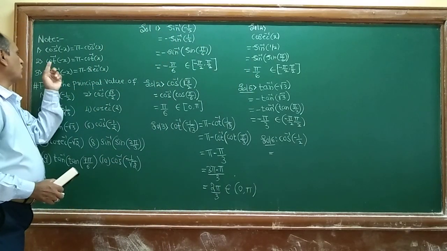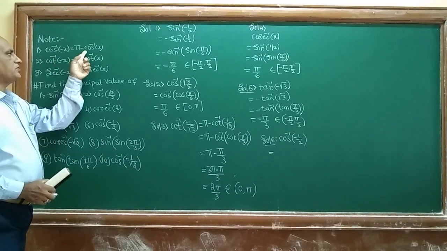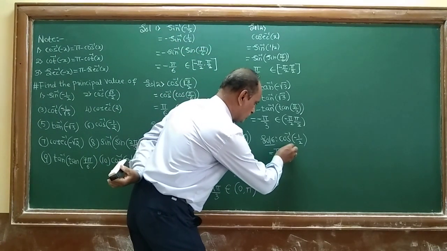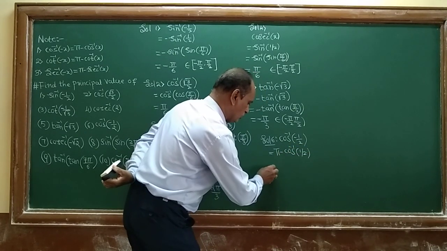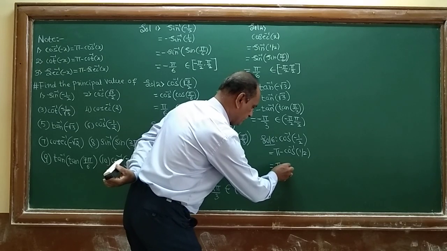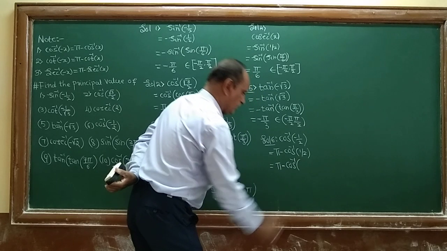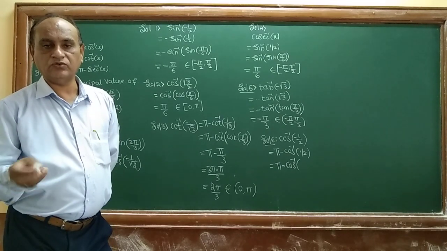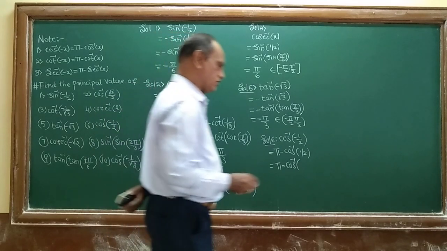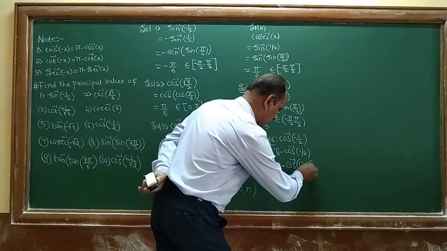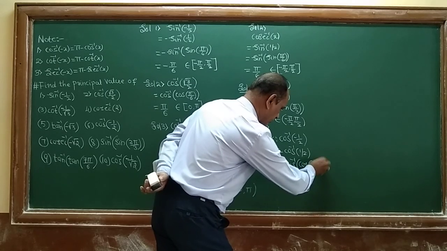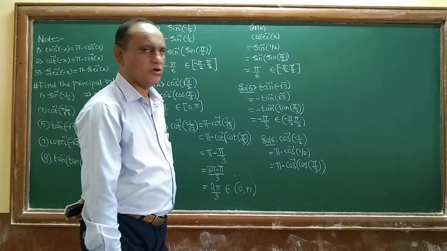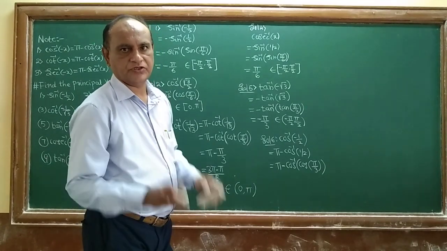Note this point: cos inverse of minus x is pi minus cos inverse x. So pi minus cos inverse of 1 by 2. Which angle has cos equal to 1 by 2? It is pi by 3, that is 60 degrees. Cos of 60 degrees in terms of radians is pi by 3.